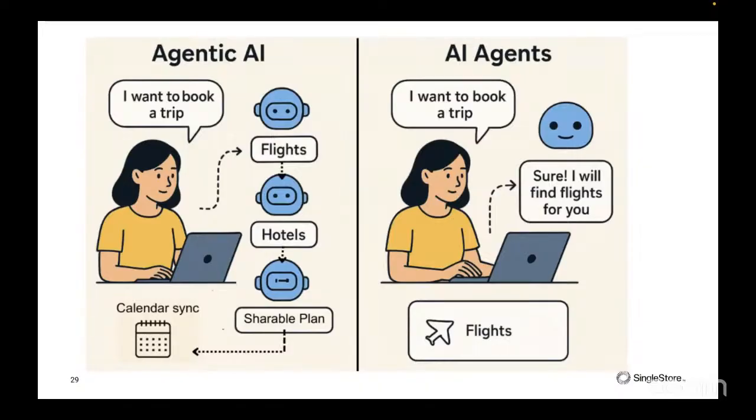But when you have different specialized agents, one for flights, one for hotels, and one to share the plan and report. As you can see, I want to book a trip. If you come up with the same prompt, the flights AI agent goes and finds the best flights for you, and the hotels agent finds the best hotels for you, and also the orchestrator agent will combine everything and come up with a proper plan for your whole trip. So that's the difference between agentic AI and just using AI agents.